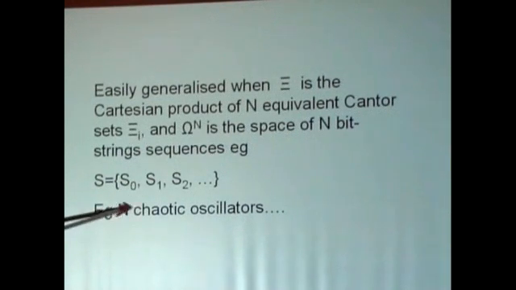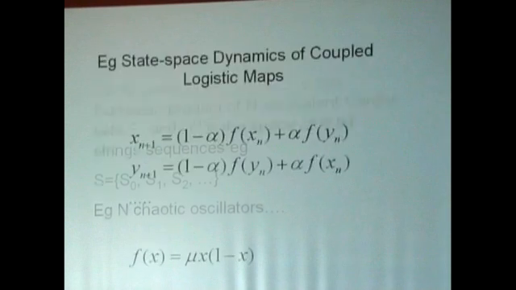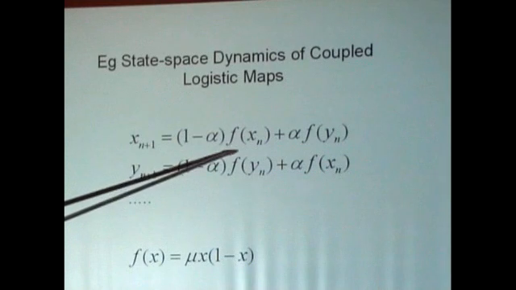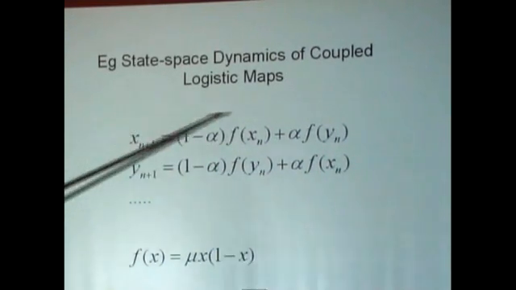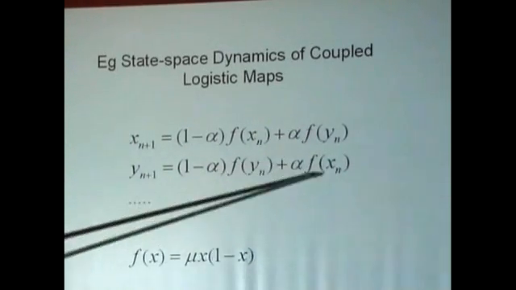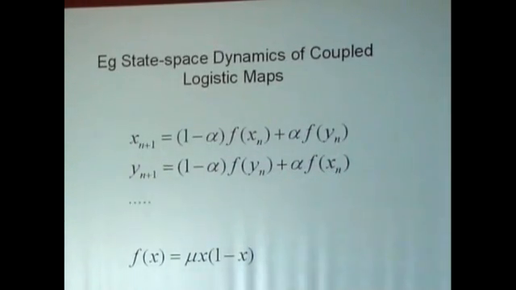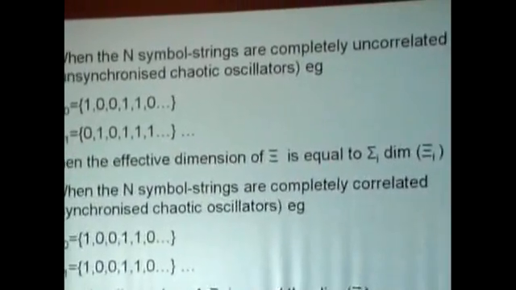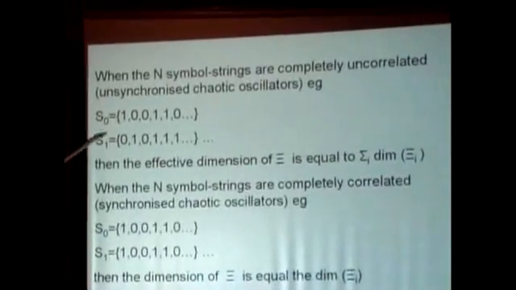One way of thinking about this could be when you're describing n chaotic oscillators. There's a lot of work, for example, that goes on in looking at coupling of these logistic maps. So instead of just having one logistic map, you might have several of them, coupled together through coupling terms. And you can represent that through n of these symbol sequences.